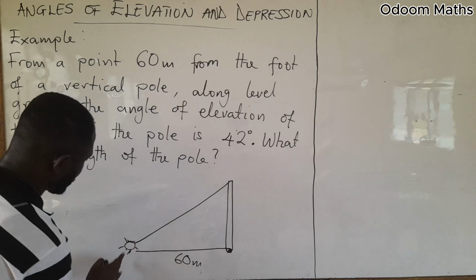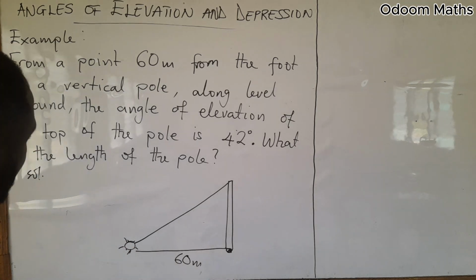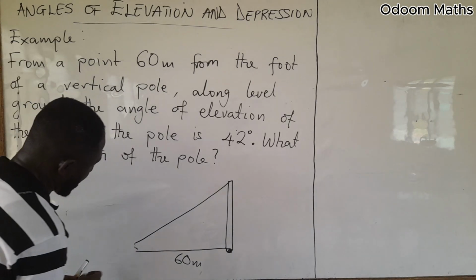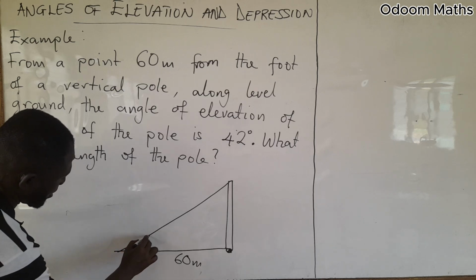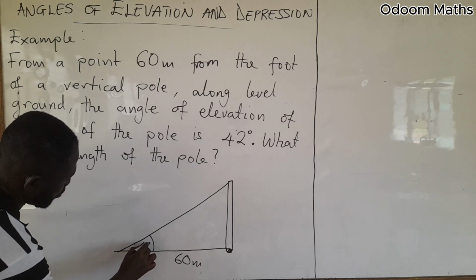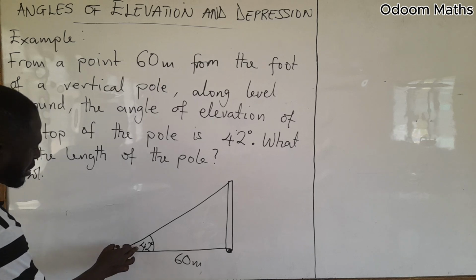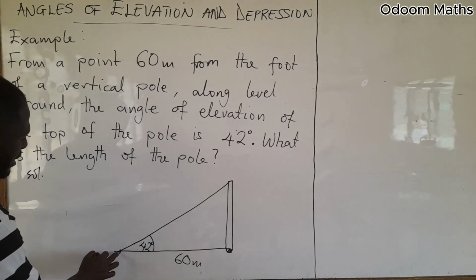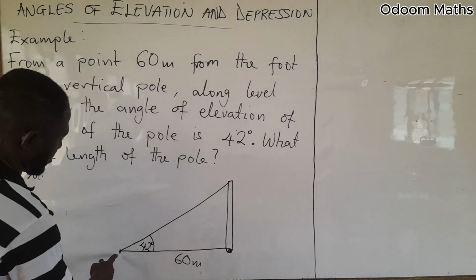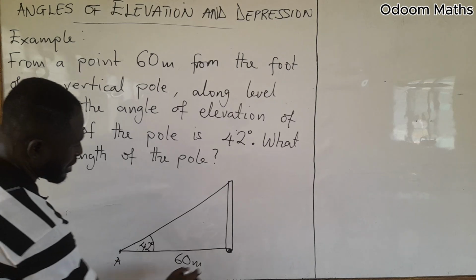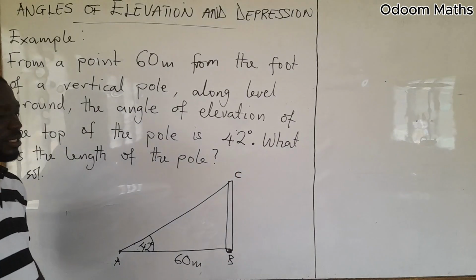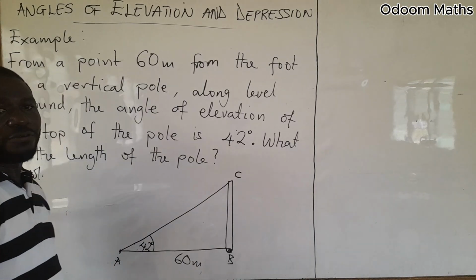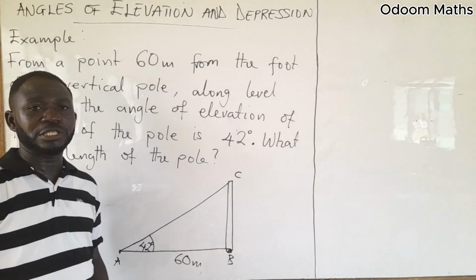The angle formed here is 42 degrees. Now let's find the distance between this place, let me call it A, and then B, and this place becomes C.